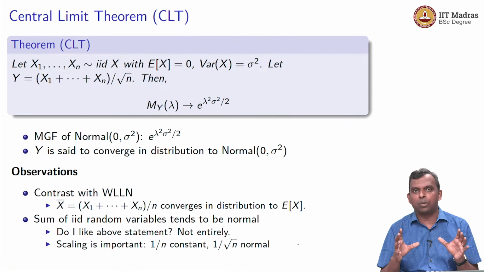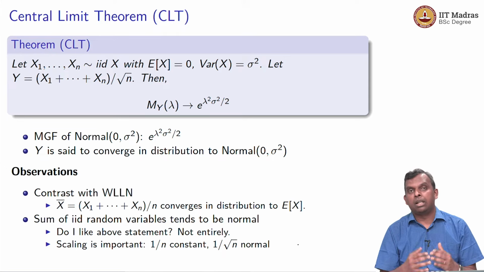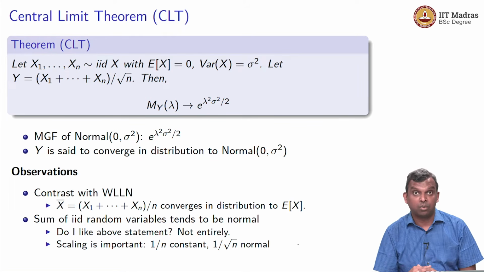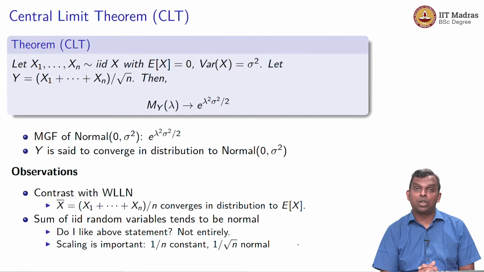So you have to know in what sense the actual interpretation is. The scaling is very, very important. When you divide by root n, it goes to normal, divide by n, it goes to constant, okay? Interesting little statement about the CLT. The CLT, like I said, is a very, very celebrated result. There are lots of nice experiments. I'll let you read up a little bit on that.